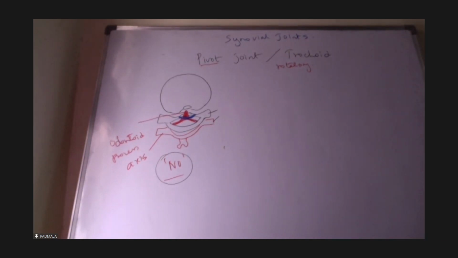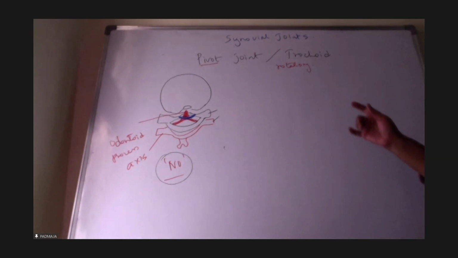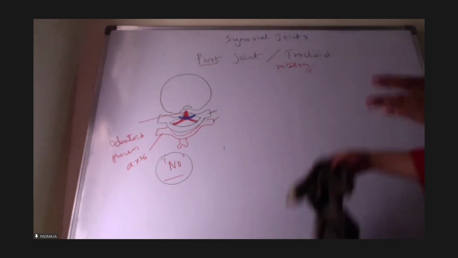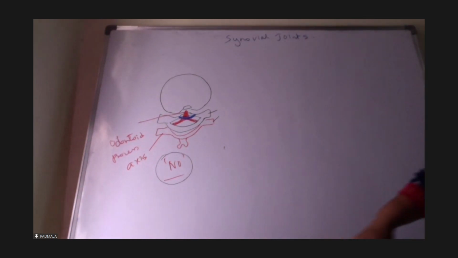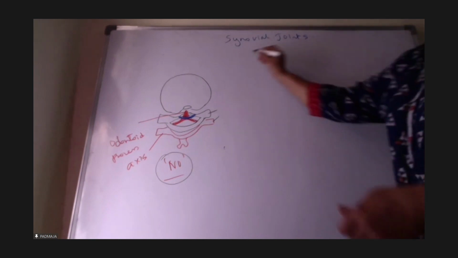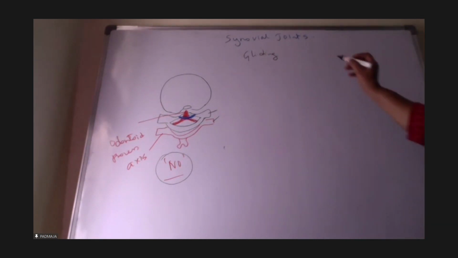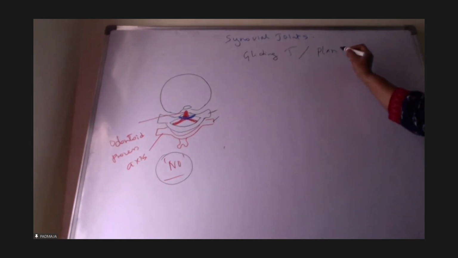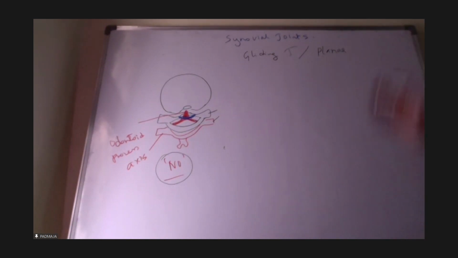Now next. So we have completed ball and socket, hinge joint, pivot joint. Now next, gliding joint. Gliding joint is also called plane joint or planar joint.